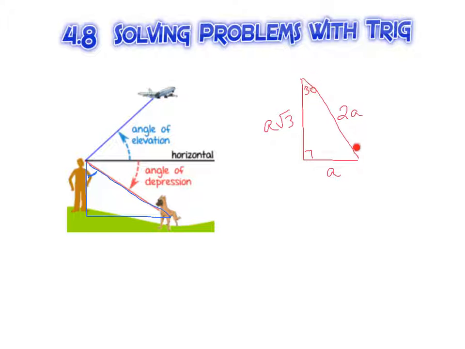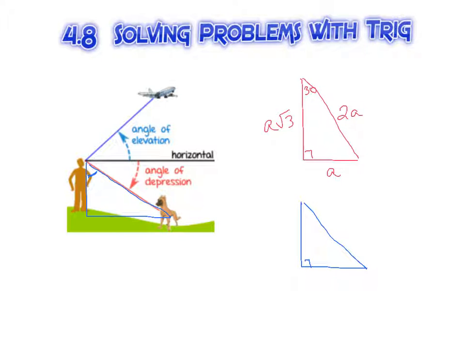That's in a 30, 60, 90 triangle. If you already know the hypotenuse, you can divide it by 2 to get to your short leg, or if you already know the long leg, you can divide it by the square root of 3 to get to the short leg. The other triangle is the 45, 45, 90 triangle.